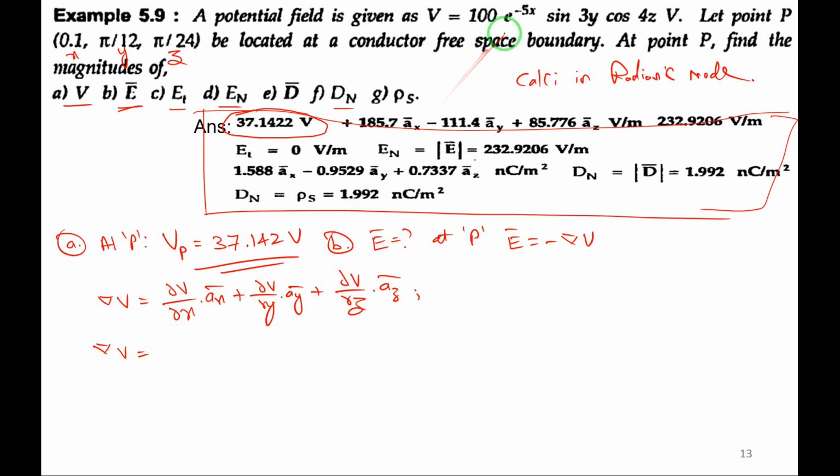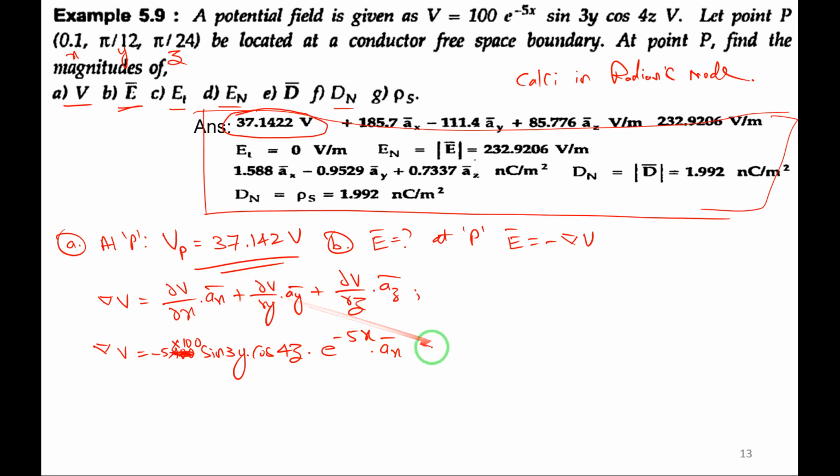With respect to x, 100 sine 3y cos 4z is constant. So let me write that 100 sine 3y into cos 4z is constant. The differentiation of e to the power of minus 5x is e to the power of minus 5x, and multiply by minus 5 here. Minus 5 into 100, into ax. The first term is over.